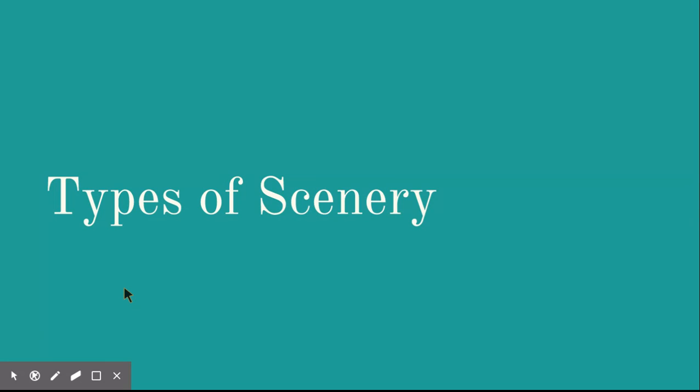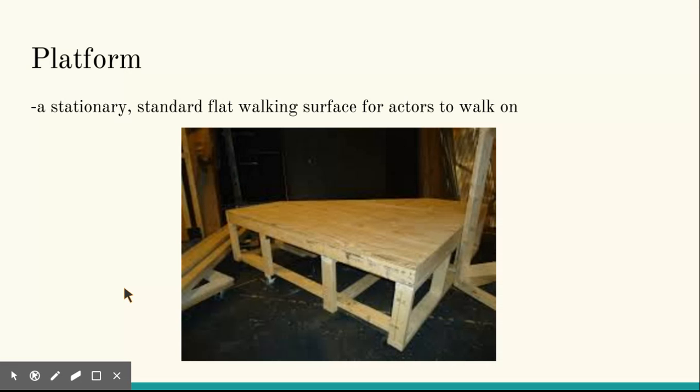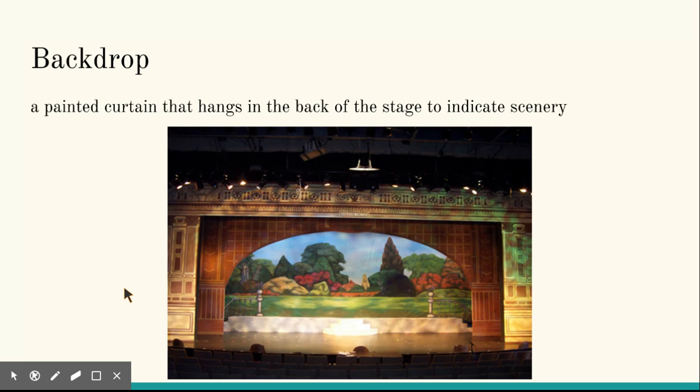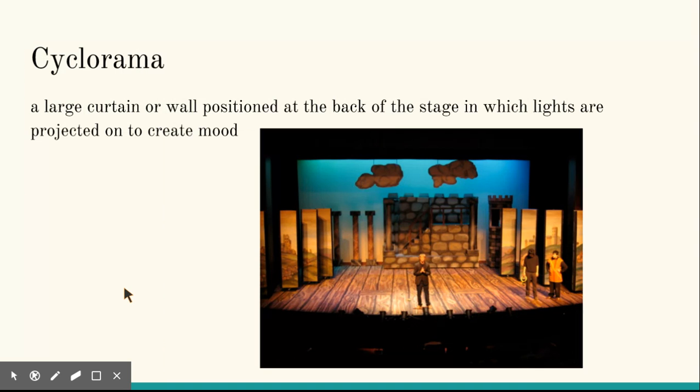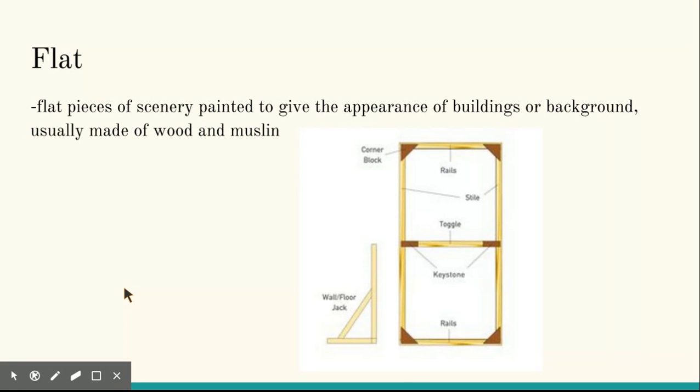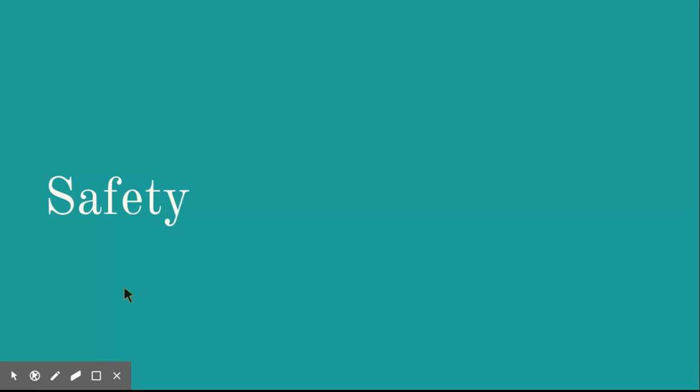Okay, now we're going to talk about different types of scenery. So there's a platform, which is a stationary, standard, flat walking surface for actors to walk on. Then there's the backdrop, which is a painted curtain that hangs in the back of the stage to indicate scenery. Then there's a cyclorama, also called a cyc. It is a large curtain or wall positioned at the back of the stage on which lights are projected to create mood. And then there's the flat, which are flat pieces of scenery painted to give the appearance of buildings or backgrounds, usually made of wood and muslin.